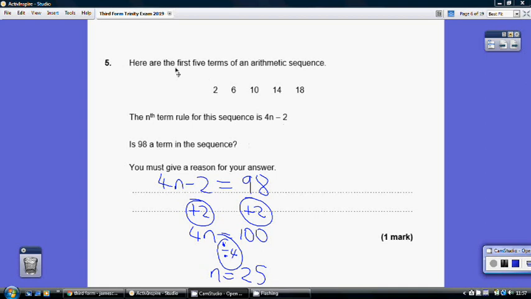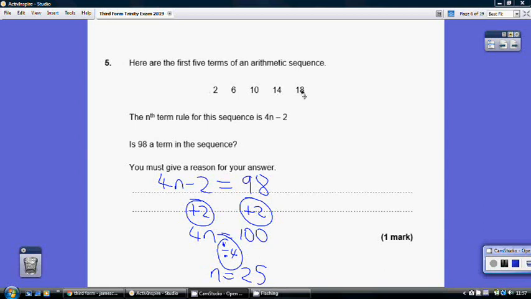Question 5. Here are the first 5 terms in an arithmetic sequence. We're told the nth term rule for this. Is 98 a term in the sequence? Remember how the nth term expression works. This gives us the link between the position in the sequence and the number itself.